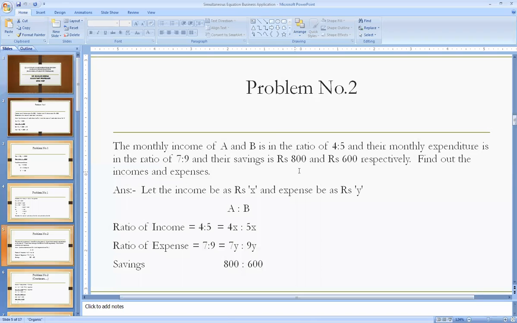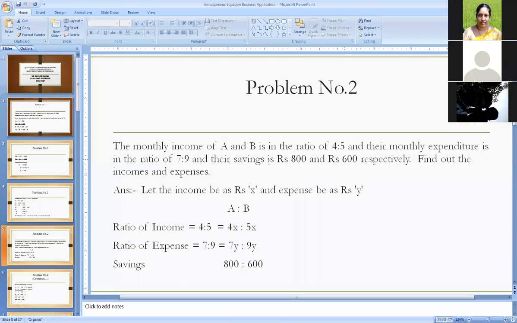But the value of savings is given, that is 800 of person A and 600 of person B. We need to go for calculating what are the incomes and expenses of both A and B. So let us assume the income be rupees x, that is variable x, and expenses be rupees y.